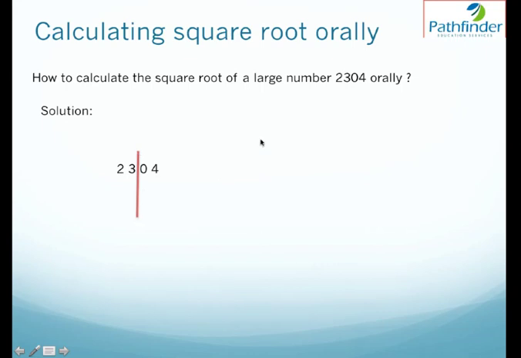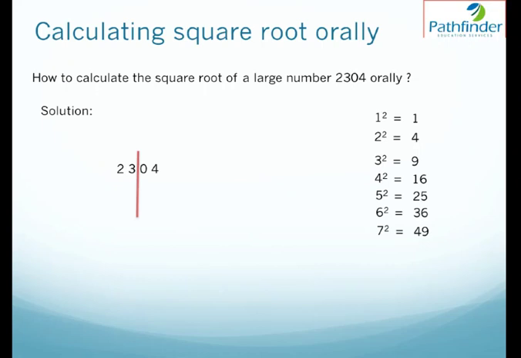Next, to calculate the square root, you should be aware of the squares of the first 9 numbers, that is 1 to 9. 1 square is 1, 2 square is 4, 3 square is 9, 4 square is 16, 5 square is 25, 6 square is 36, 7 square is 49, 8 square is 64, and 9 square is 81.